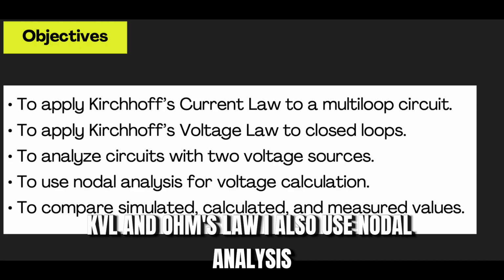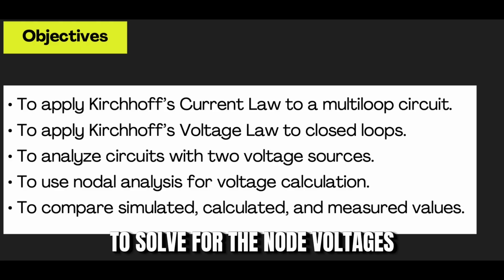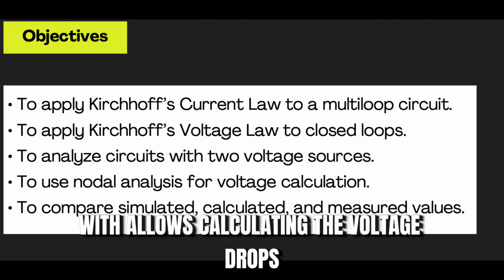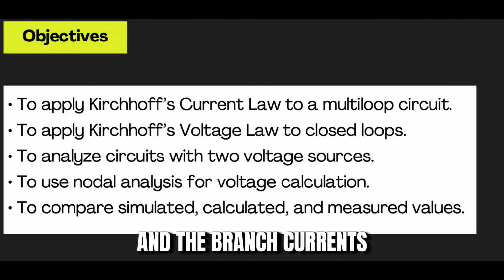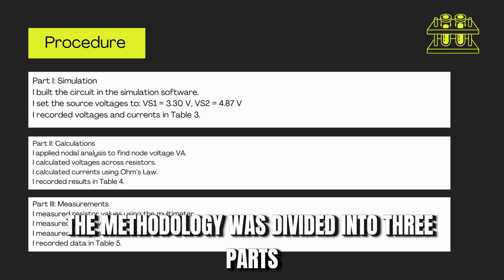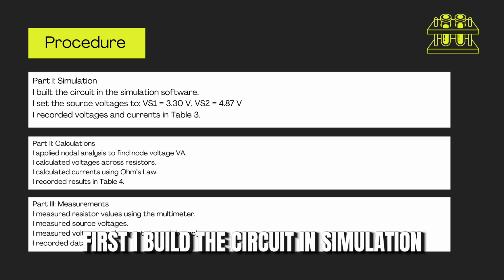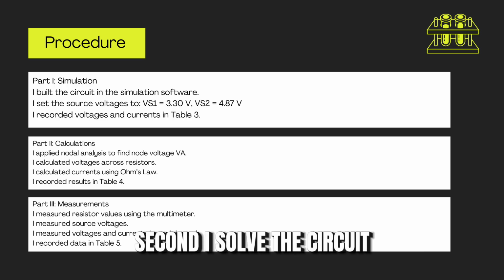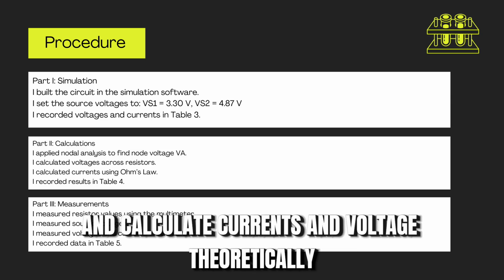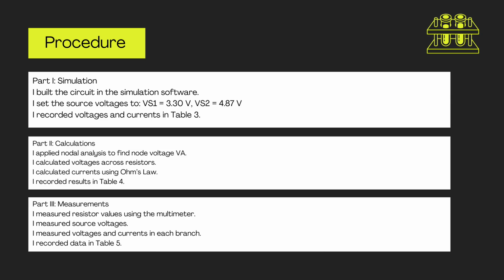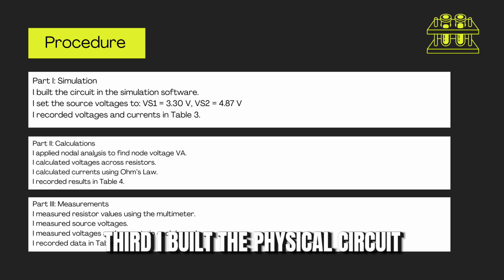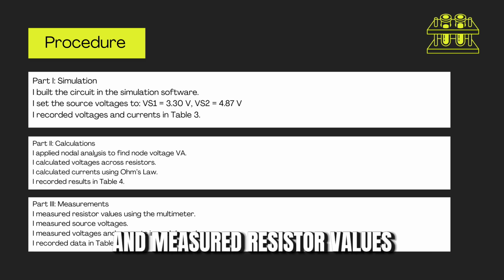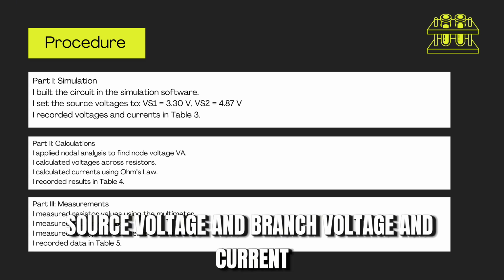I also use nodal analysis to solve for the node voltage, which allows calculating the voltage drops and the branch currents. The methodology was divided into three parts. First, I built the circuit in simulation and recorded the voltage and currents. Second, I solved the circuit using nodal analysis and calculated currents and voltage theoretically. Third, I built the physical circuit and measured resistor values, source voltage, and branch voltage and currents.